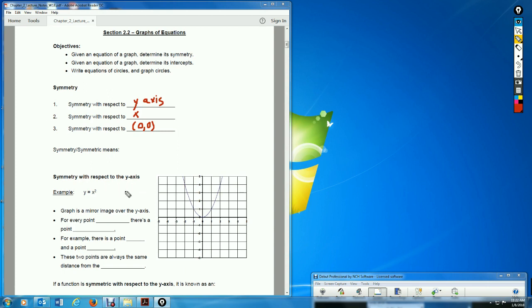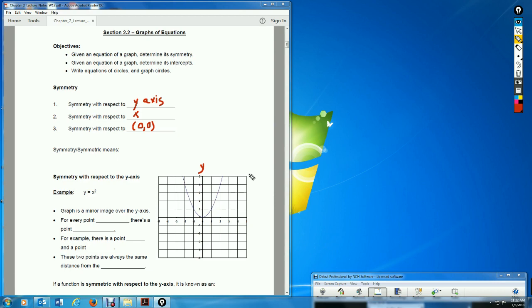And as an example, the function y equals x squared. Okay, this is a quadratic function. And in this case, the graph is a mirror image over the y-axis. Of course, this is the y-axis. And if you were to fold the paper in half over the y-axis, these two halves of the graph would lie on top of each other.